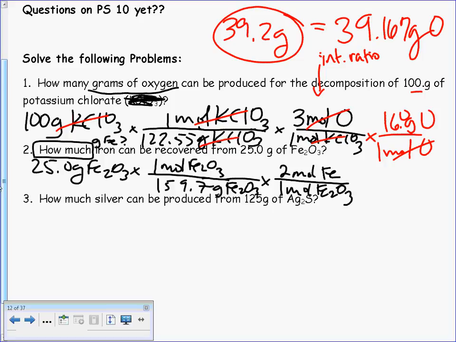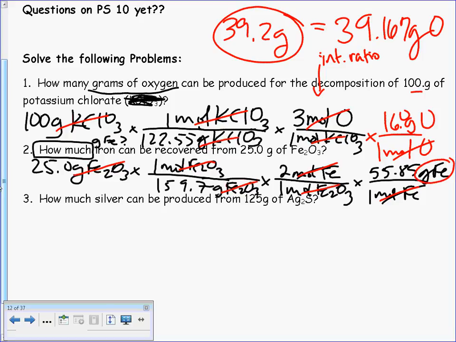So then what do you do from here? Because we're still not to grams. If 1 mole of iron goes on bottom, because we need to cancel out moles and moles here. And then what goes on top for iron? 55.85, because that's the mass found on the periodic table. So we did a good job. We canceled out our grams of iron 3 oxide, our moles of iron 3 oxide, our moles of iron, and now we're in grams of iron.